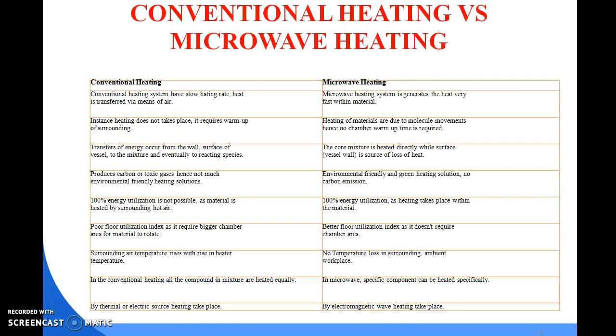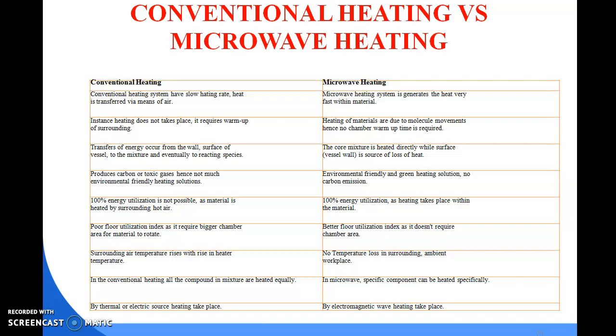So what is conventional heating versus microwave heating? The conventional heating system has a slow heating rate, and heat is transferred by means of air. But the microwave heating system generates heat very fast within the material. Instant heating does not take place in conventional heating; it requires a warm up of the surroundings. Heating of material in microwave is due to molecule movement, hence no chamber warm up time is required. That is the main point.